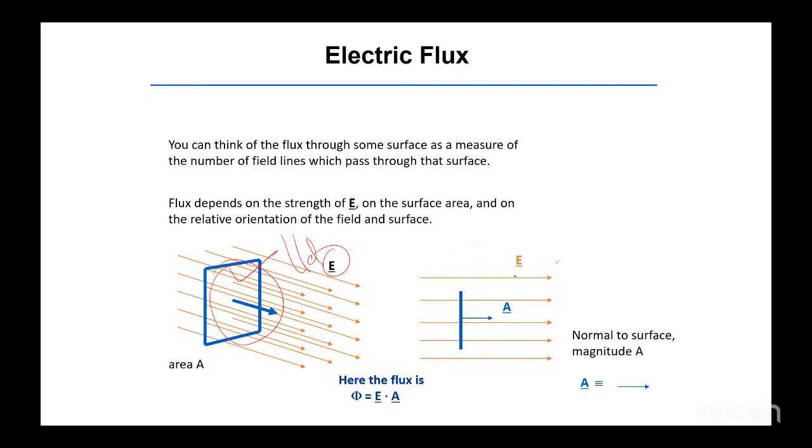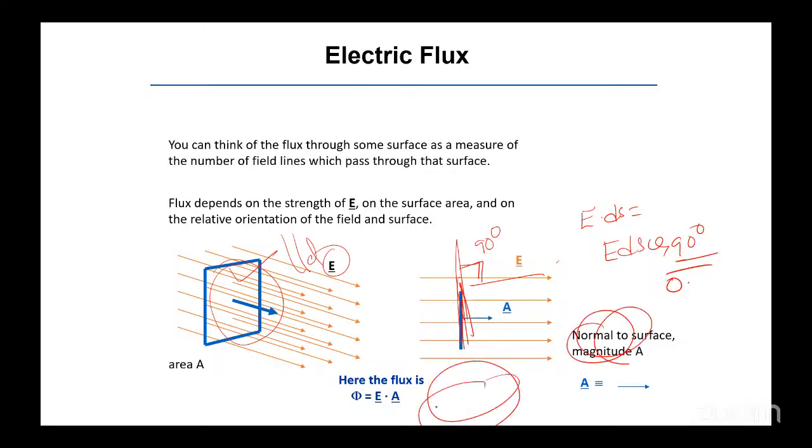But here E is in this direction, and the surface is in this direction, so both are in perpendicular directions, 90 degrees. In this case, you may have ds cos 90 degrees. Cos 90 is 0. So that means here there is no flux at all. No flux. Is it okay?